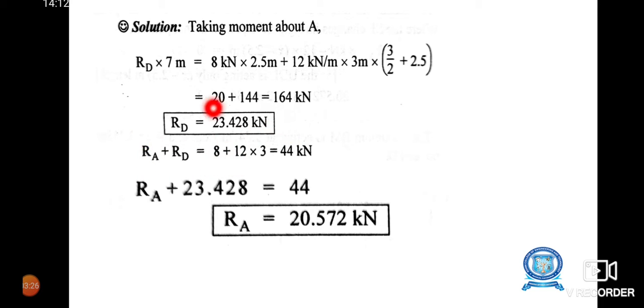The total reaction force is equal to the total load. RA plus RD is equal to 8 plus the UDL load. The UDL load is multiplied by its length, so 12 into 3 is equal to 36 kilonewton. Since we know the RD value, we apply it in this equation and get RA equal to 20.572 kilonewton. So we have found the RD and RA values.